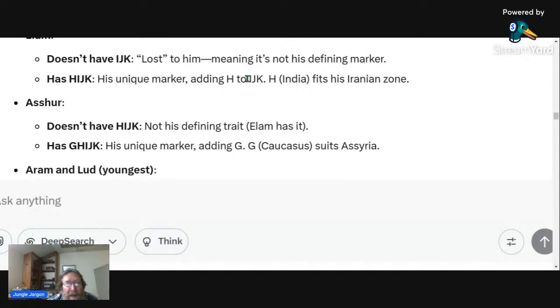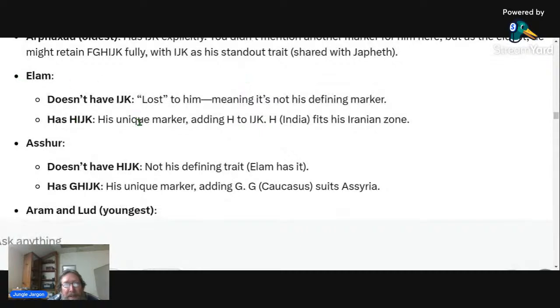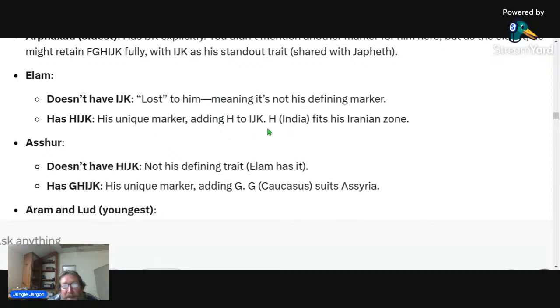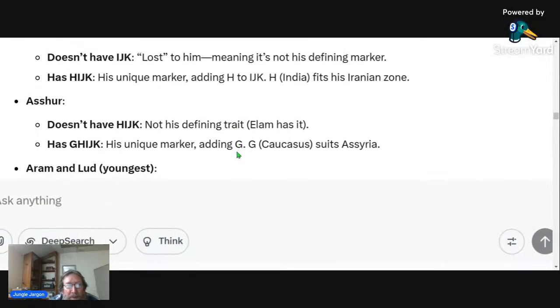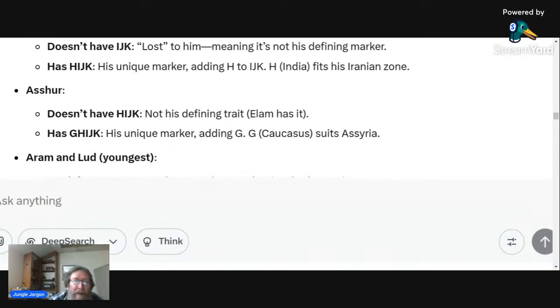"Elam doesn't have the IJK marker. Lost to him, meaning it's not his defining marker. Has the HIJK marker, his unique marker, adding H to the IJK. H in India fits his Iranian zone." So he's from the area of Persia, and of course the Dravidians went to India, so that's where the H is. That H is Semitic, so the H Semitic lineage goes to the Dravidians, which is descendants of Elam.